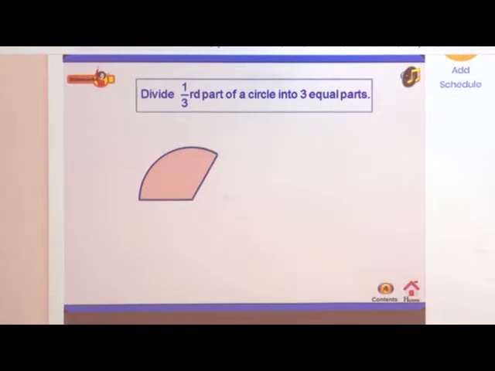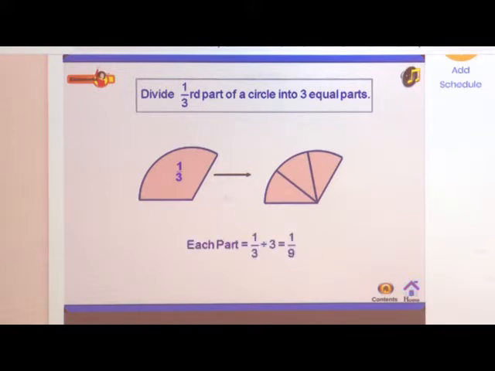Let us consider another example. We have a 1/3 part of a circle. Let's divide it into 3 equal parts. Each part is equal to 1 upon 3 divided by 3, which gives the result as 1 by 9.